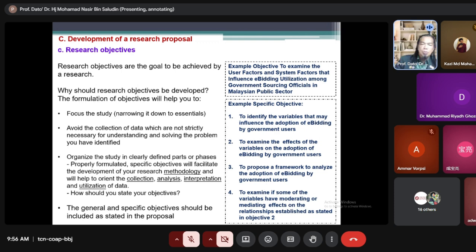Research objective 2: to examine the effect of variables on the adoption of e-bidding by government users. Number 3: to propose a framework to analyze the adoption of e-bidding by government users. Number 4: to examine if some of the variables have a moderating or mediating effect on the relationships established as stated in Chapter 2. What is Chapter 2? Examining the effect of the variables on the adoption of e-bidding by the government user. That is for your guidance.